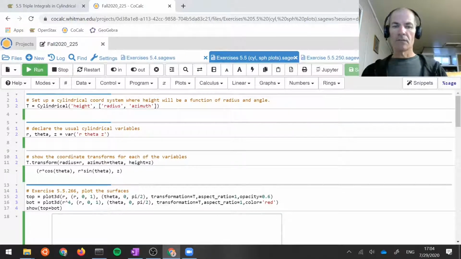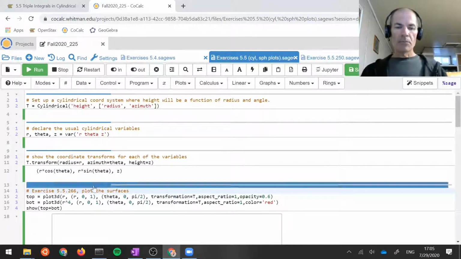Next, we're going to declare the variables r, theta, and z. And finally, you don't have to do this, but if you want to see that what you're doing is correct, you can ask Sage to show you what the transform t looks like. Here we say the radius is r, the azimuth is theta, and the height is z, and it comes back with this coordinate, which is essentially x, y, and z. It tells me what it looks like in rectangular coordinates.